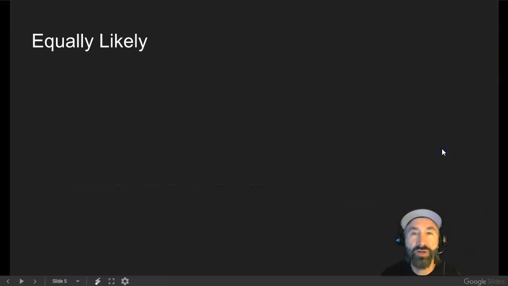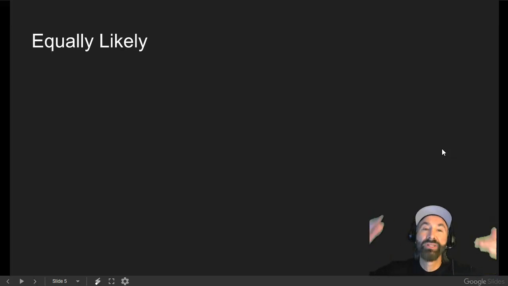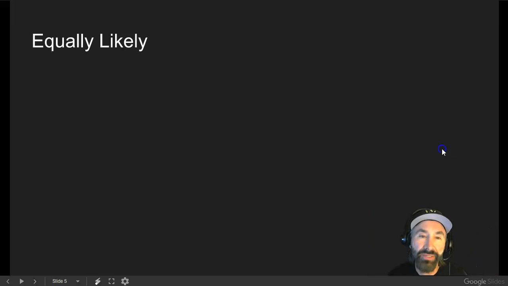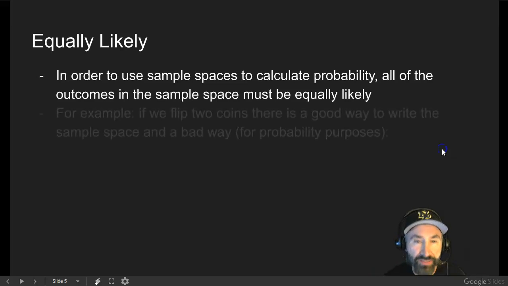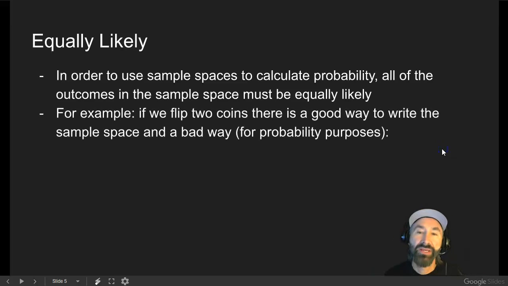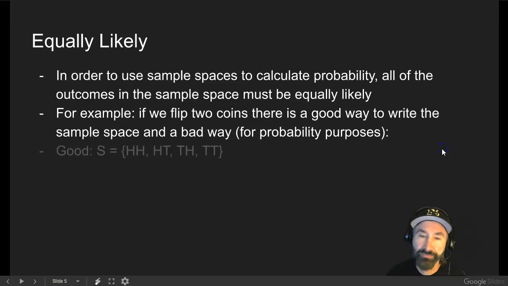All right, so we got to talk about something called equally likely, because I said a moment ago that in order to calculate the probability of something, we needed to look at all of the possible equally likely outcomes. So what does that mean? Well, in order to use sample spaces to calculate a probability, all of the outcomes in the sample space must be equally likely. For example, if we flip two coins, there is a good way to write the sample space and a bad way for probability purposes.